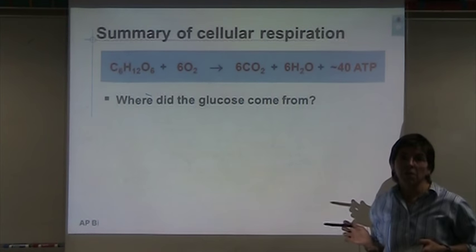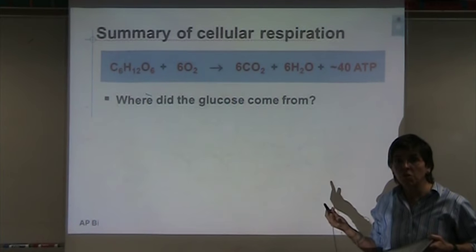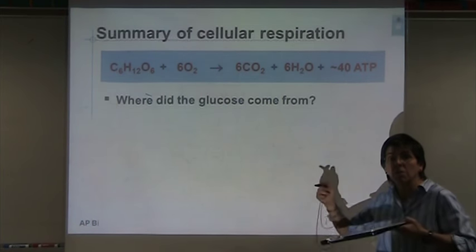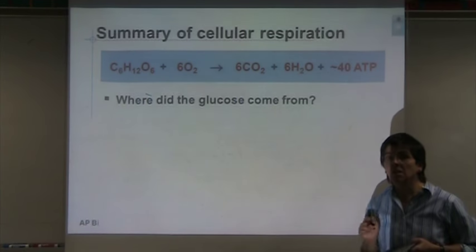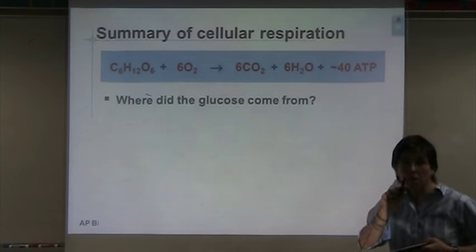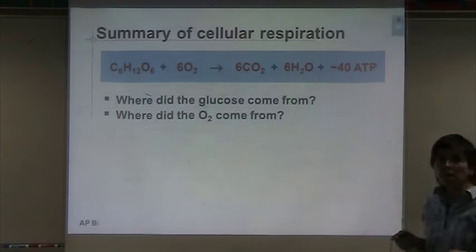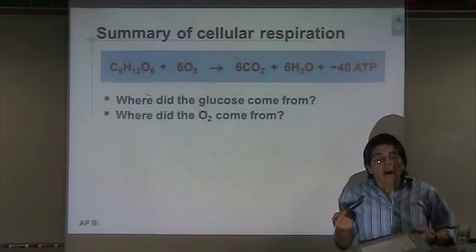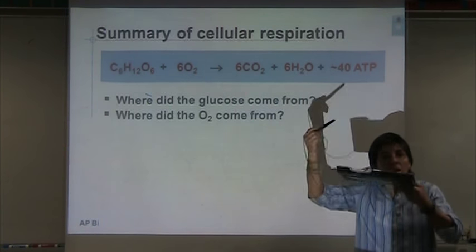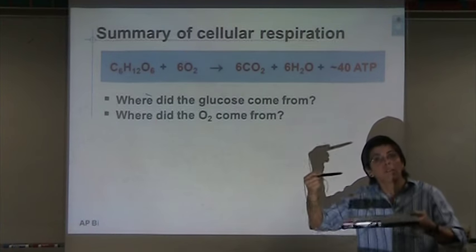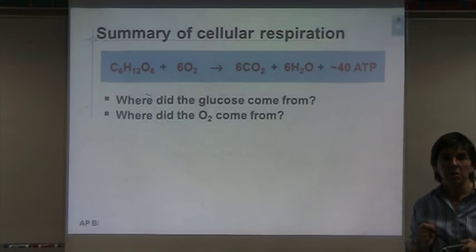Where did the glucose come from? From what you ate, from your intestine to the blood to the cells through the GLUT transport protein with the help of insulin. Where did the oxygen come from? You breathe in, lungs, blood, diffuses from the blood, goes through the cytoplasm all the way to the inside of your mitochondria.